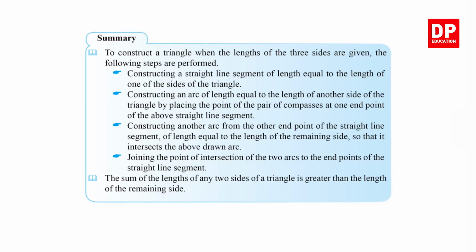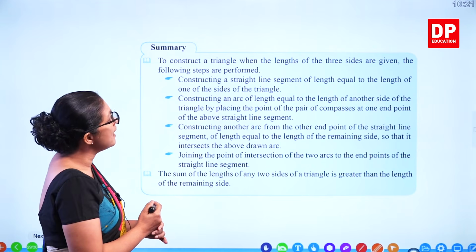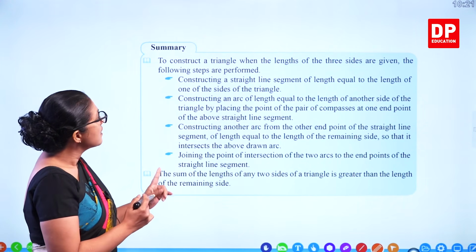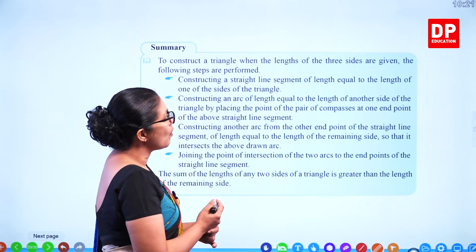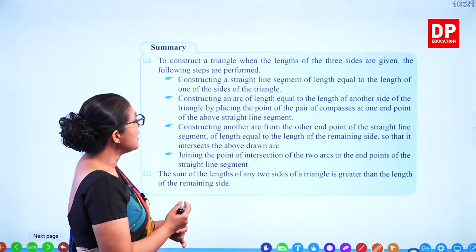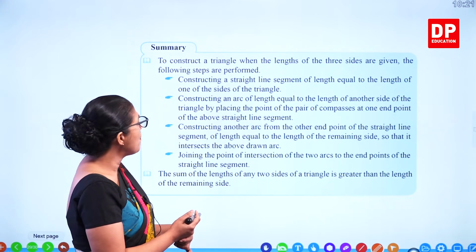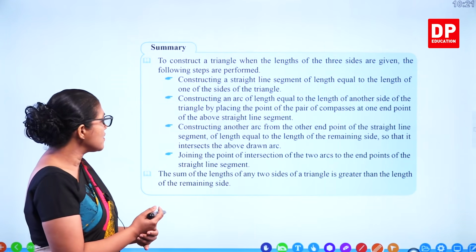So we completed all theory related to constructing triangles. When we are constructing, we first construct a straight line segment of length equal to the length of one of the sides of the triangle, then construct an arc of length equal to the length of another side of the triangle by placing the point of the pair of compasses at one end point of the above straight line segment. So this is how you can construct.